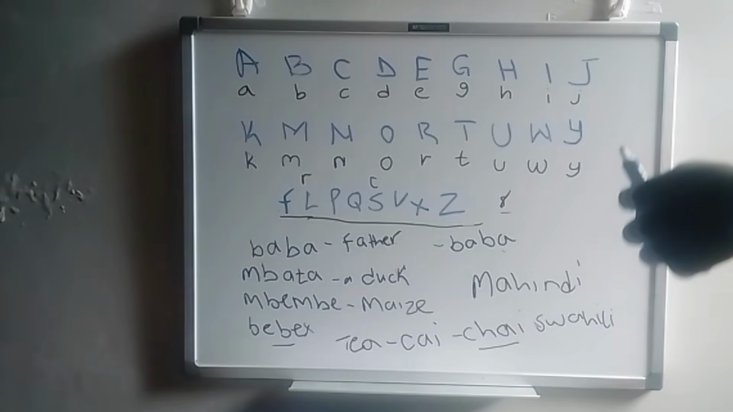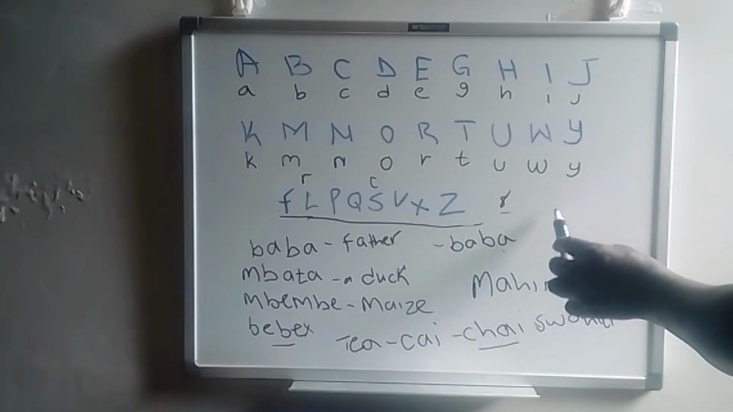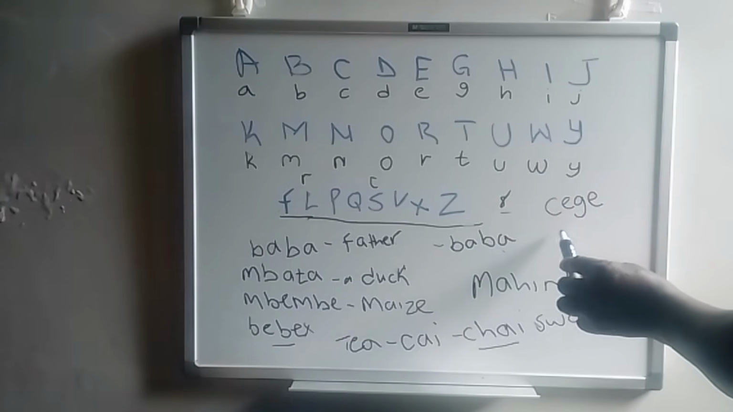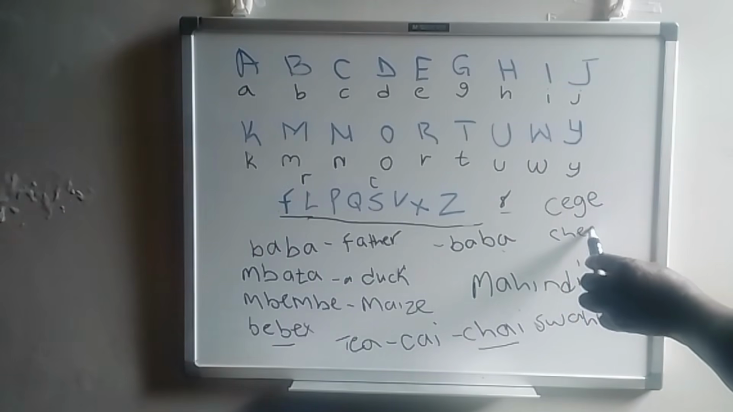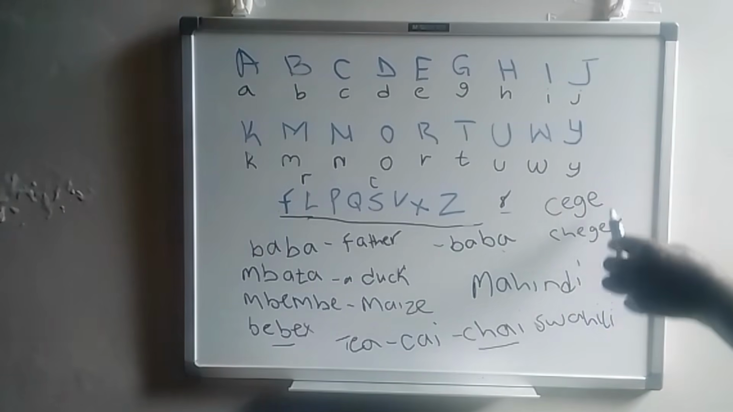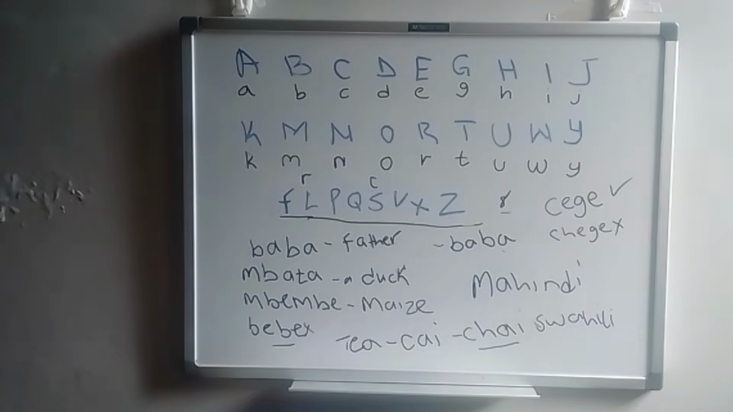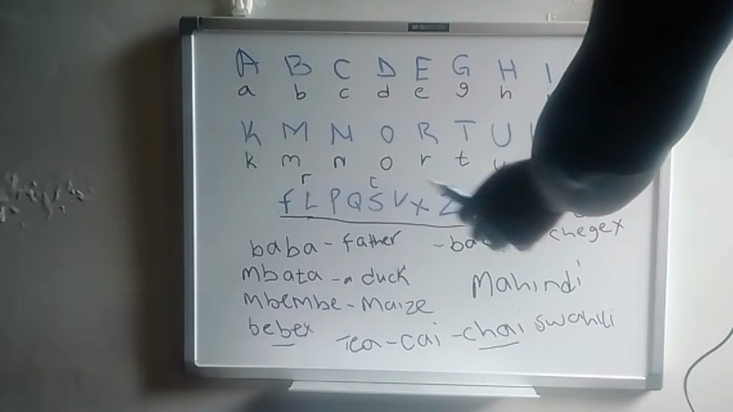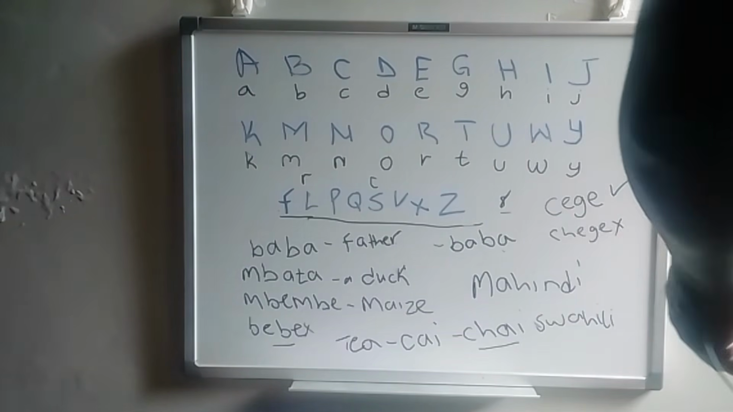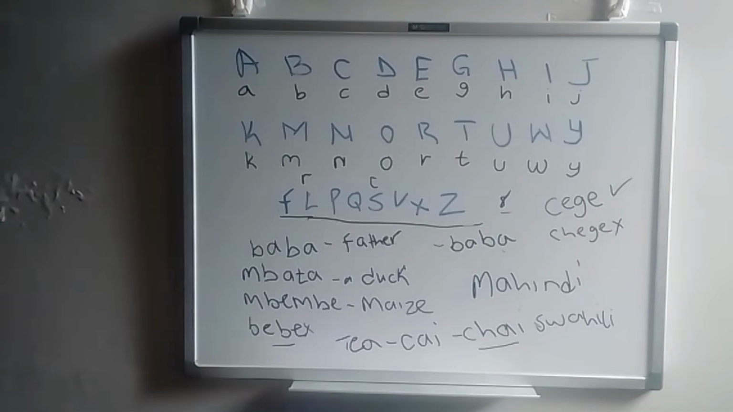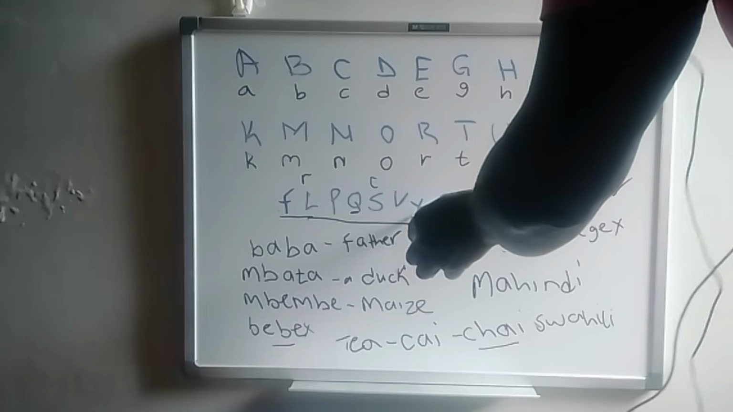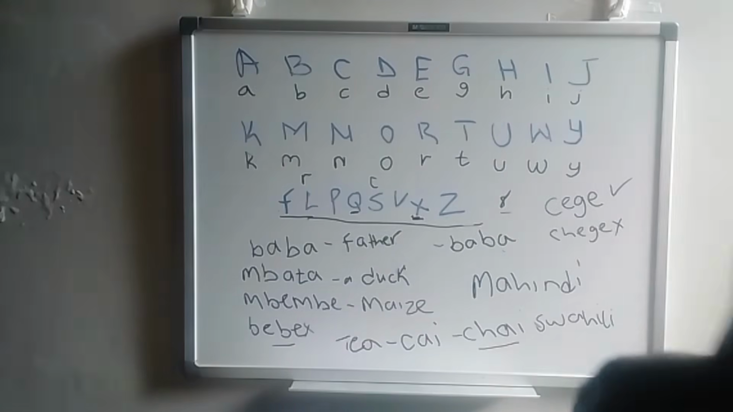Another word is the word shege. That's a male name in Kikuyu. We write like this. Shege, not chege. It is shege. The other letters, we don't use them at all. V, X, and Z, we don't use them at all. It's only in Swahili we use V and X. But K and X, they are not used in Swahili. Only those two.